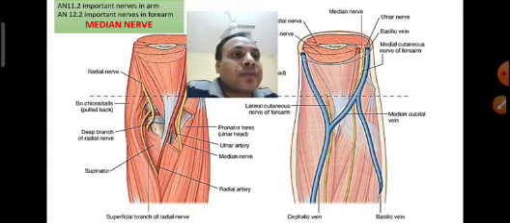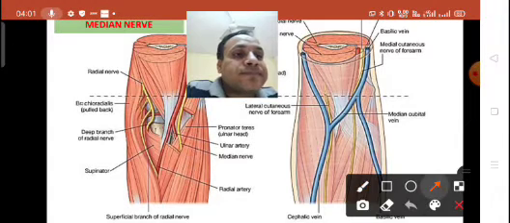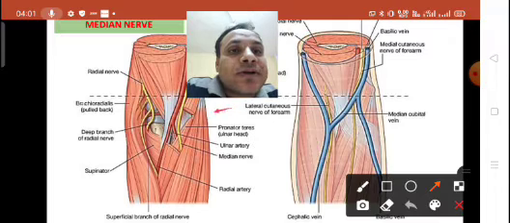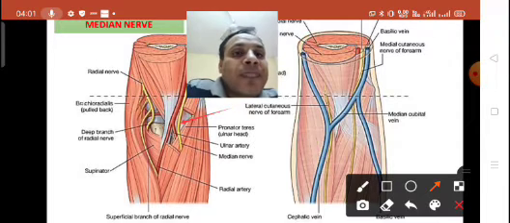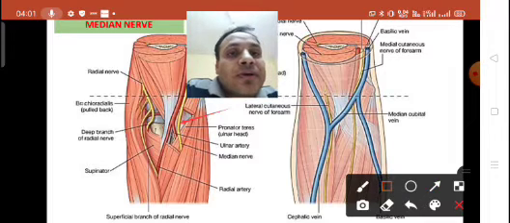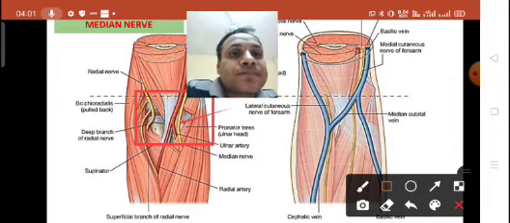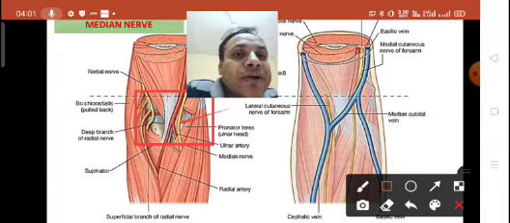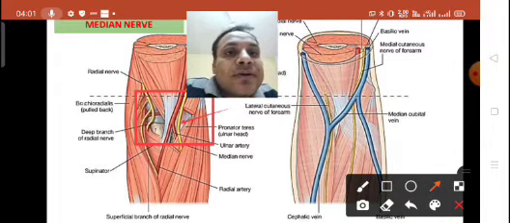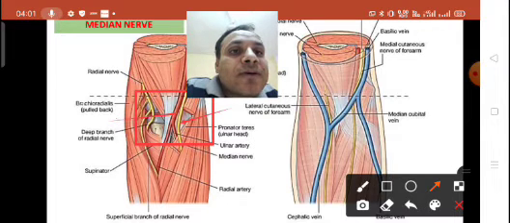See here in this diagram, this is the median nerve, and it is a key position in the cubital fossa. And see in this area the median nerve lies medial to the brachial artery. So this one is the brachial artery.